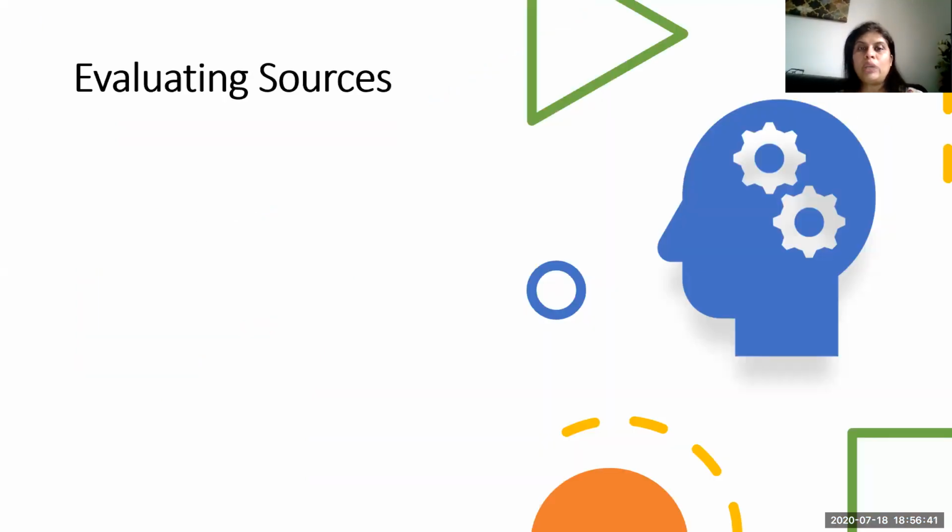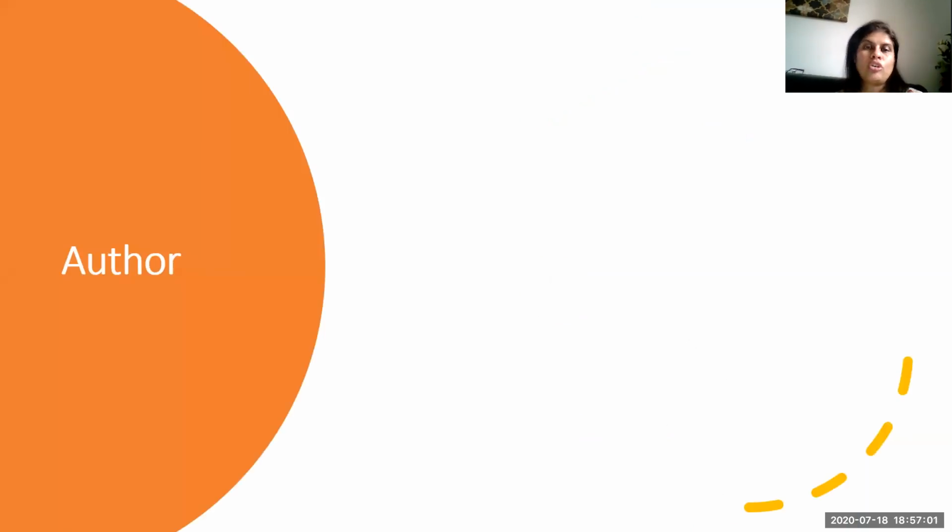So how do you evaluate sources? Well, there are certain elements that you need to look into, and these include author, review, date, bias, and sources. Let's check each of them one by one to understand what you're looking for in relation to each particular aspect. So let's talk about author.